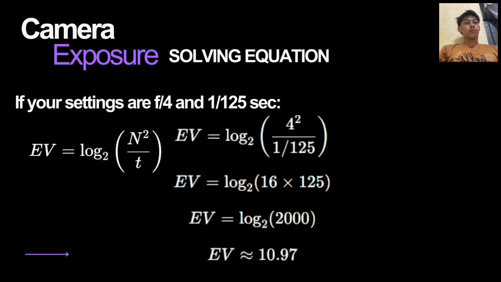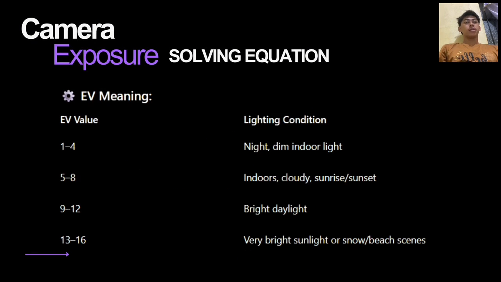N squared is 4 squared over 1 over 125. So why does it appear as multiplication? 4 times 4 is 16, times 125, because it is in fraction form. So instead of division, convert it into multiplication. So 16 times 125 is equal to 2000, log 2. Then the result is 10.97 or 11. So we can see here that the lighting condition is very bright daylight. And that's all. Thank you.